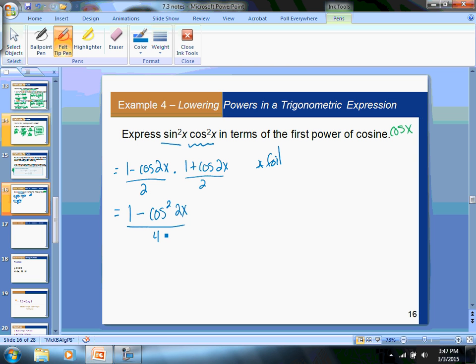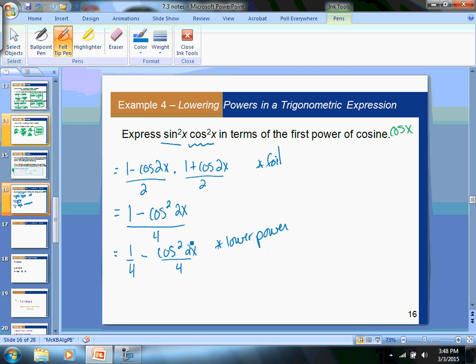Now, this doesn't really help me get rid of the exponent, because I rewrote it without exponents, and then when I FOILed to simplify it, I got another exponent. But it does help me a little bit, because I could break this apart into 2 terms. So I could have the 1/4 and then the cosine squared 2x over 4. So now I have this cosine squared of 2x, so I have to lower my powers again so I can get rid of that squared.